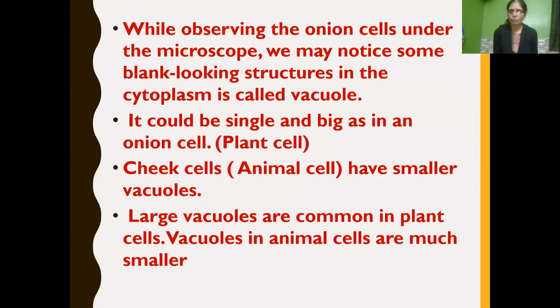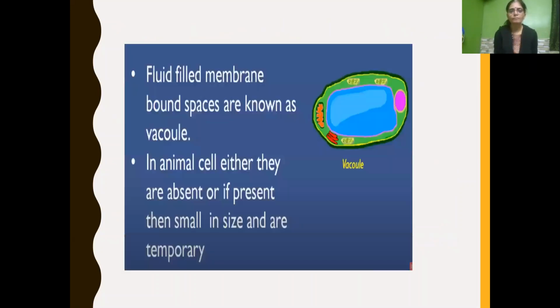So from this, what do we understand? Large vacuoles are common in plant cells, and in animal cells vacuoles are much smaller and many in number. And this fluid filled membrane bound space, that is what we call a vacuole.